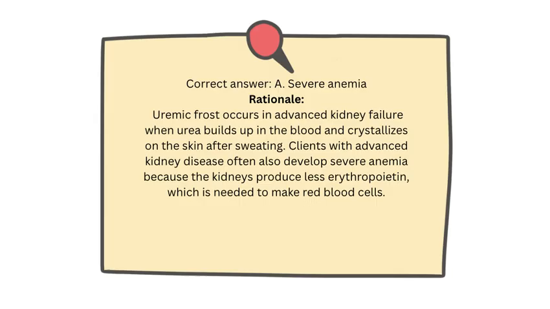Okay, so the correct answer is letter A, severe anemia, and this is the rationale. Uremic frost occurs in advanced kidney failure when urea builds up in the blood and crystallizes on the skin after sweating. Clients with advanced kidney disease often also develop severe anemia because the kidney produces less erythropoietin, which is needed to make red blood cells.